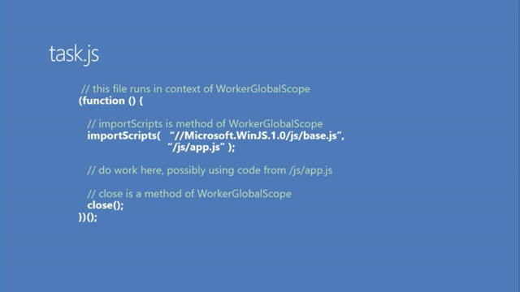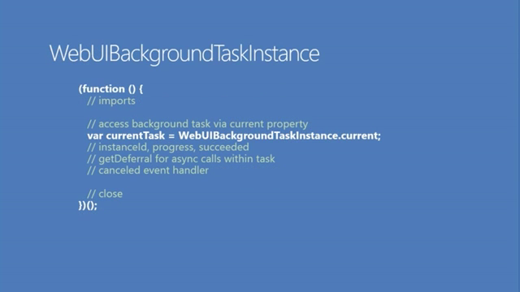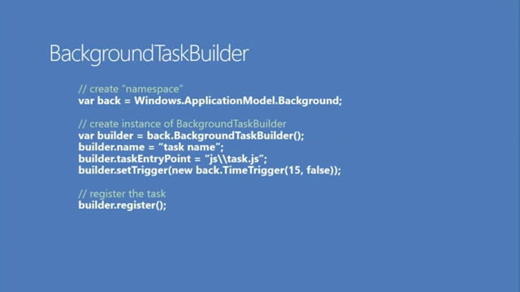It's very key, though, when you're done with the task, that you close it. So always remember, there's a close method that needs to be called. Then an example of what you could do here is after your imports and before you close, you could access the actual current instance of the task and grab information such as the instance ID, or you can use what's called the get deferral method. If your task is going to do an asynchronous call, then you can use get deferral in order to make that asynchronous call, and even how to handle the cancel event. Now, all the things that were done there were part of that background task in that task.js.